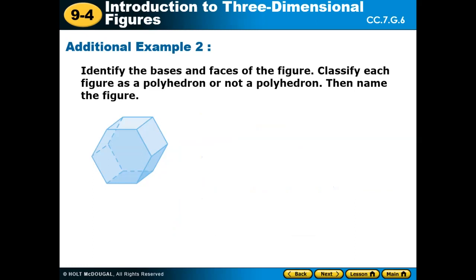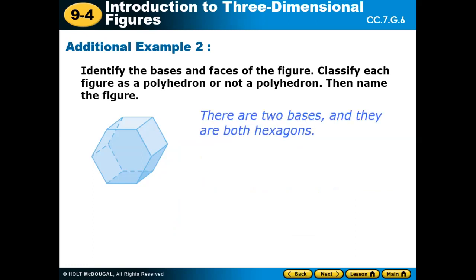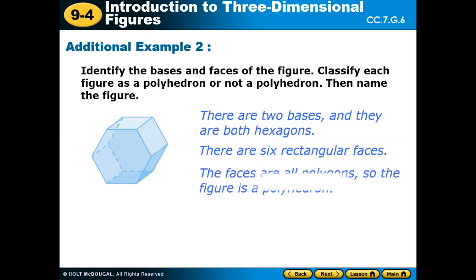Here, first I have to identify bases and faces. I have 2 bases, both are hexagons, and I have 6 rectangular faces. Each face here is in the shape of a rectangle, so we call them rectangular faces, and they are 6. If you count them, you will find 6. Okay? All faces here are polygons, so this figure I can also call a polyhedron.